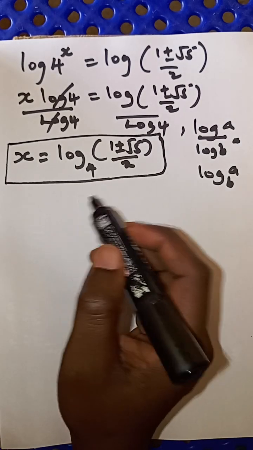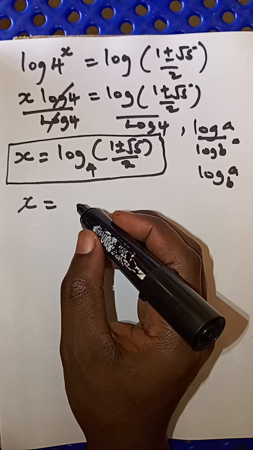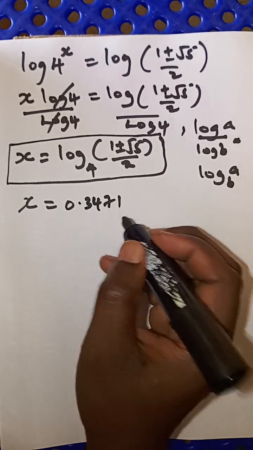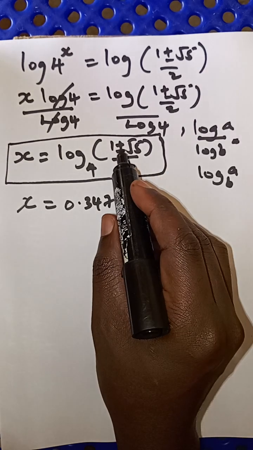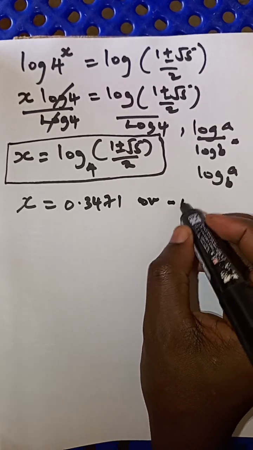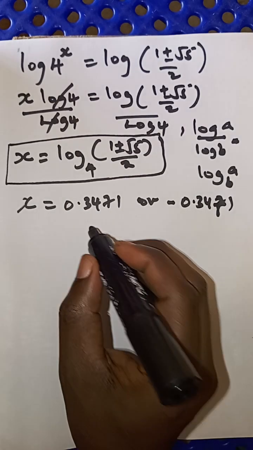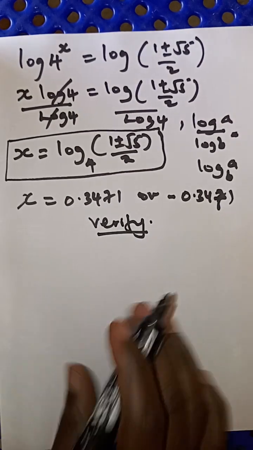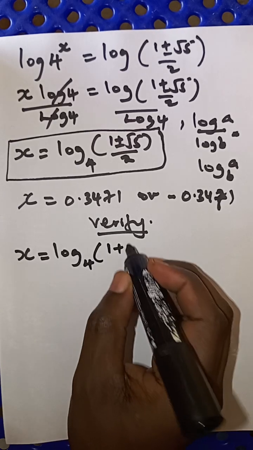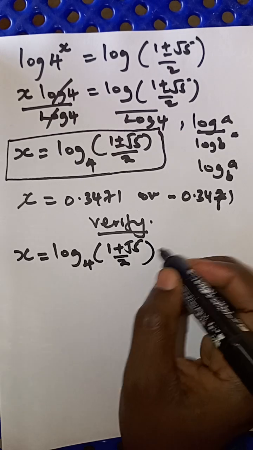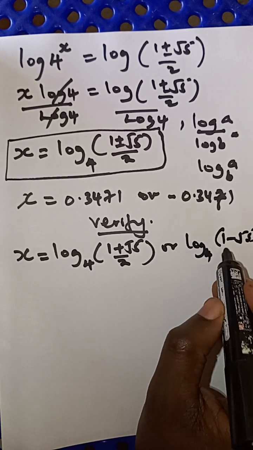So punching this in a scientific calculator, this value is also equal to 0.3471 when it is positive, or when it is negative, it is also equal to negative 0.3471. In that case, let us verify if indeed the value of x is either the log base 4 of (1 plus root 5) over 2, or when it is negative, the log base 4 of (1 minus root 5) over 2.